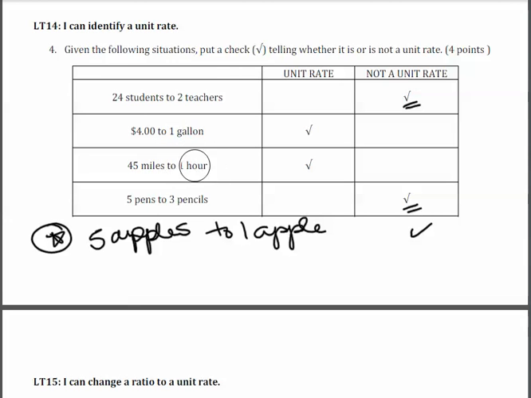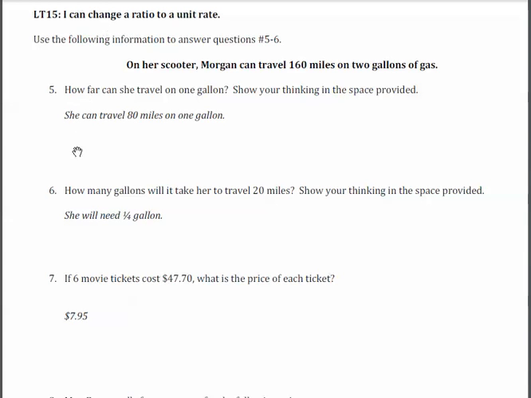But when we're looking at these two, $4 for 1 gallon is a unit rate, and 45 miles for 1 hour is also a unit rate. So these two are our unit rates, while these two are not. Let's look at 5 and 6 now. On her scooter, Morgan can travel 160 miles on 2 gallons of gas. How far can she travel on 1 gallon?